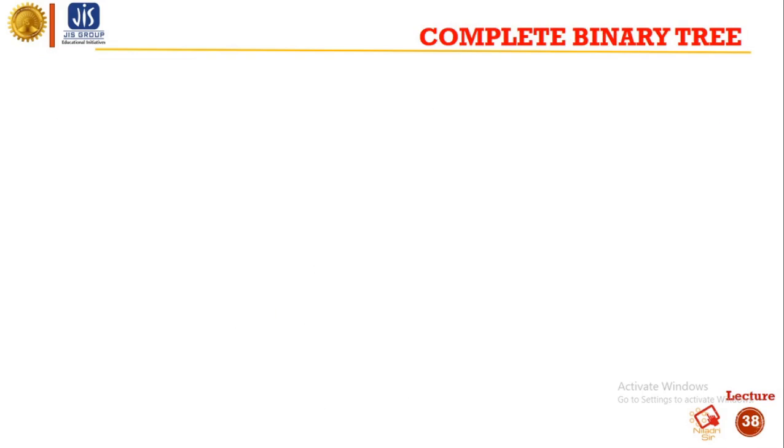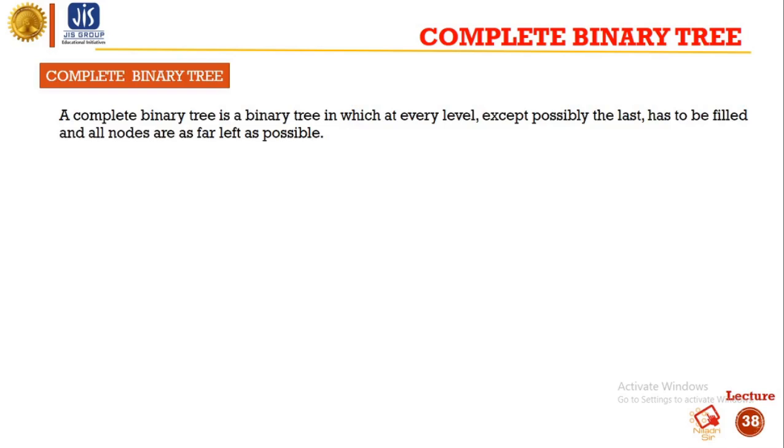Next, what is a complete binary tree? Basically, a binary tree is said to be a complete binary tree if all of the leaves are located at the same level d. A complete binary tree is a binary tree in which every level except possibly the last has to be filled and all nodes are as far left as possible. A complete binary tree contains exactly 2 to the power L nodes at each level.